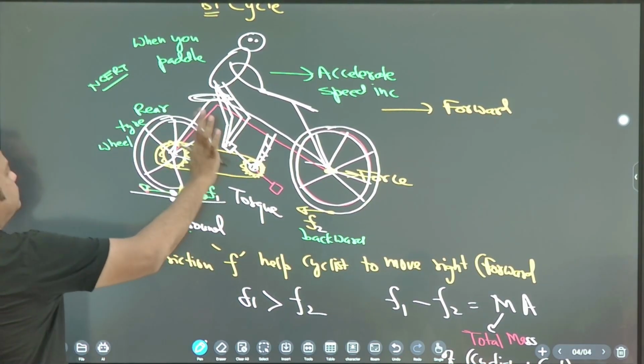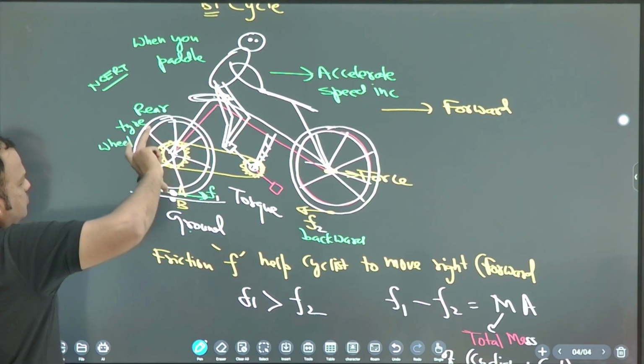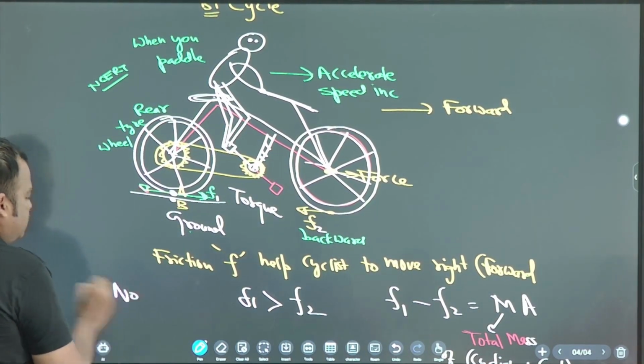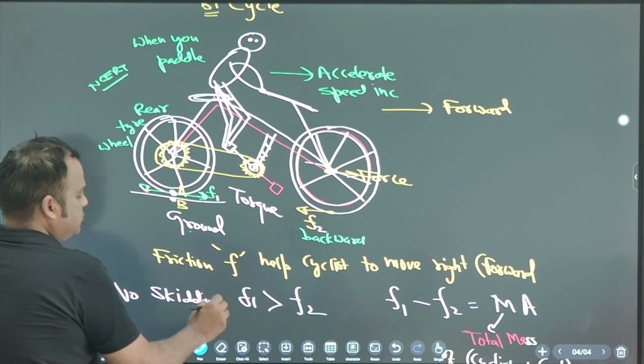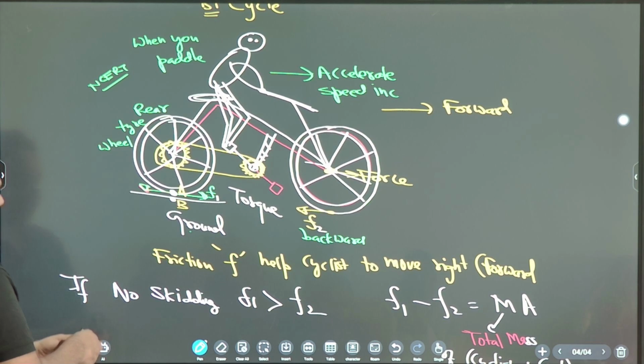Okay, clear? Done. So what type of friction is it if there is no slipping, no skidding? Skidding is like this. This is skidding.